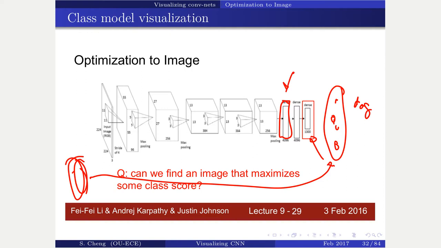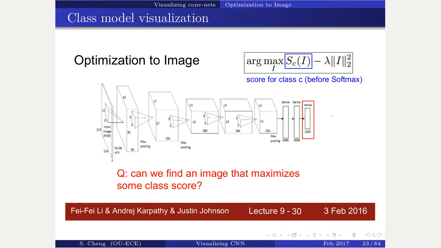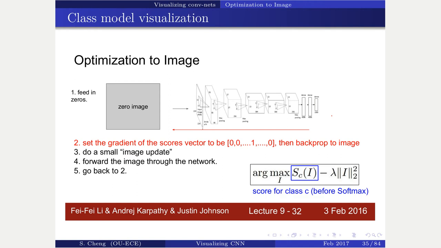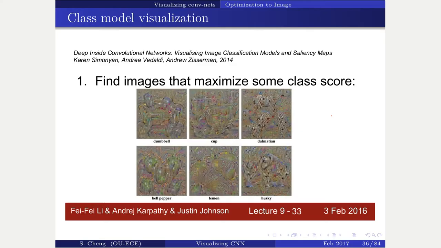And also I can impose a regularization cost. So it will be this way. And the result will be kind of interesting. Let's see. The results will be kind of like this. It doesn't look very pleasing, but you can still barely recognize the object here. For example, this is cup, this is lemon, bell pepper, and so on.